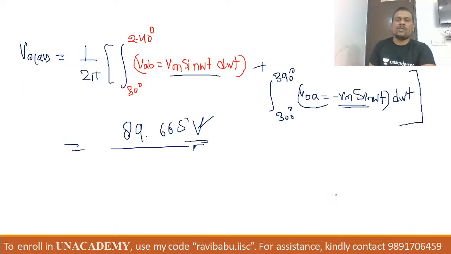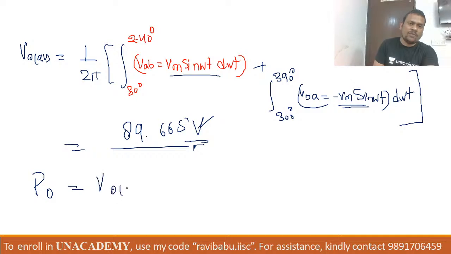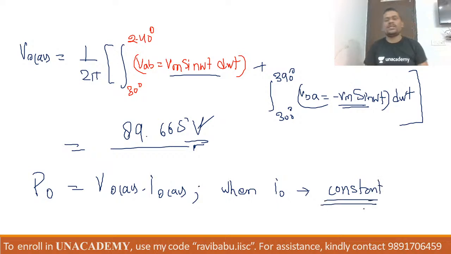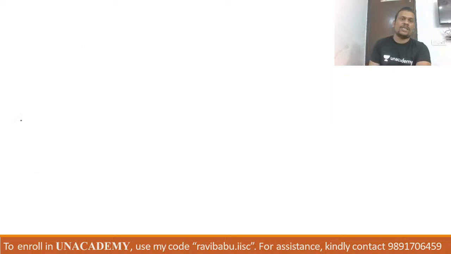Now I want to ask you, what will be the load power? See, load power is always V into I naught average when I naught is constant. Please mind it, when I naught is constant. Now I naught is constant, so we can use this formula directly, and V naught average is known, I naught average is known, so you can tell me this load power. Yes, speak up. So the load power is 89.665 into 3.9.